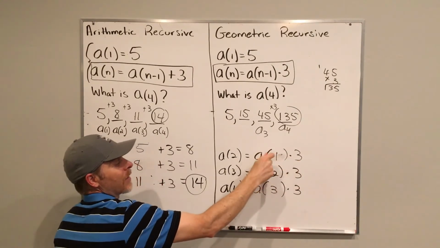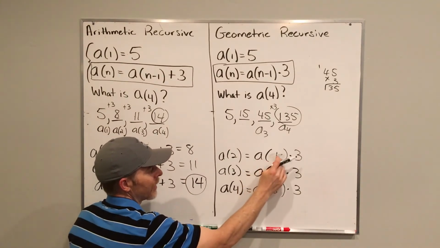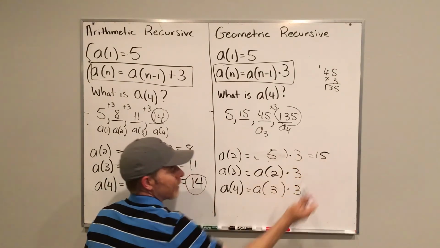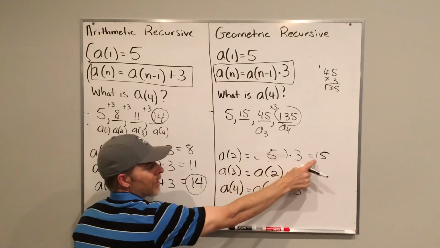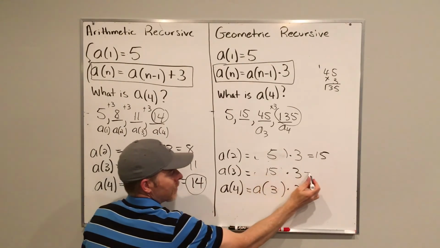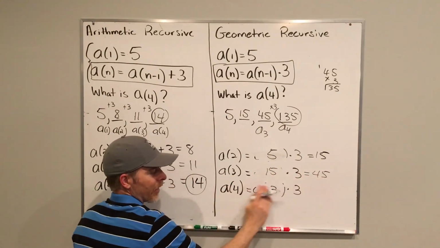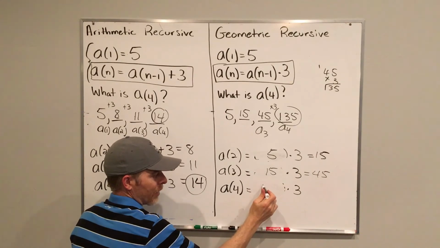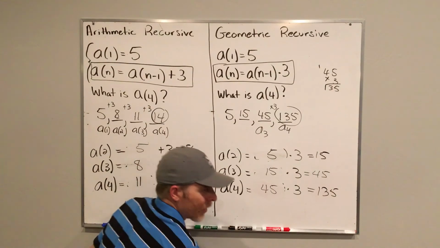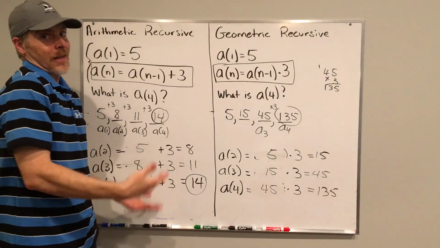Now I have something I know. A sub 1 is 5. All right, so I can erase this, make it a 5. That's 15. I now know the second term is 15, so I can replace a sub 2 with 15. That makes 45. Now I know the third term is 45, so I can replace a sub 3 with 45. 45 times 3 is 135. Right, so that's the recursive formula.